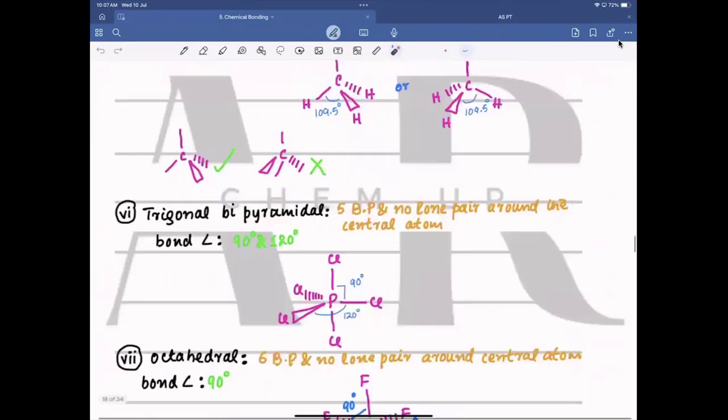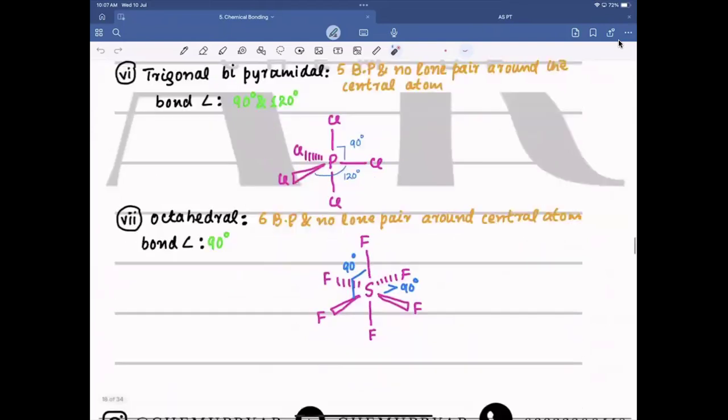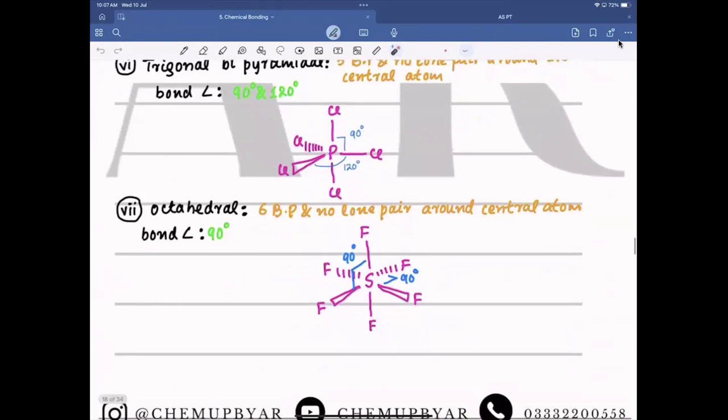Okay. Then we have trigonal bipyramidal and octahedral. In trigonal bipyramidal, we have shown the bond angles of 120 degrees and 90 degrees, both are shown. And in octahedral, all the angles are 90 degrees. We have seen yesterday. So we make them at 90 degrees to each other. Clear till here? Yes, sir.